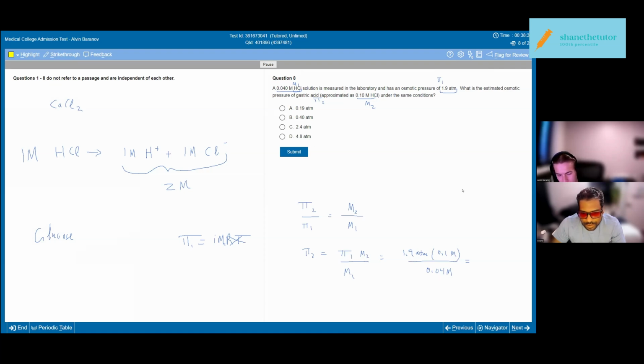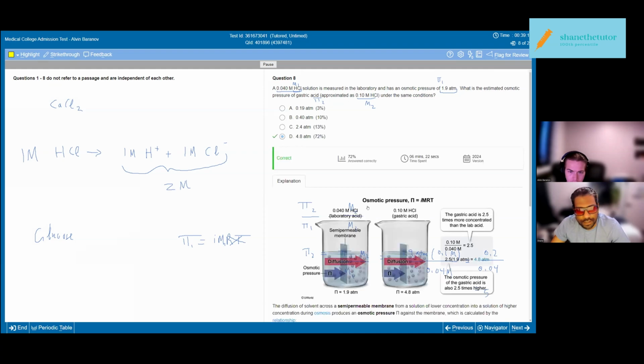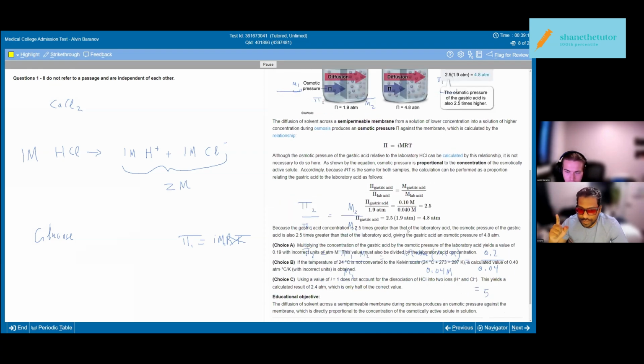Mhm. So let's see. This would be 5, right? I turned 1.9 into 2, and then I multiplied it by 0.1, and then 0.04 goes into 0.2 five times. Now we rounded up, so our answer is going to be a little bit less than 5. So would that be D? Yeah. It seems like we didn't have to even do any Van't Hoff stuff here, because that hasn't changed.